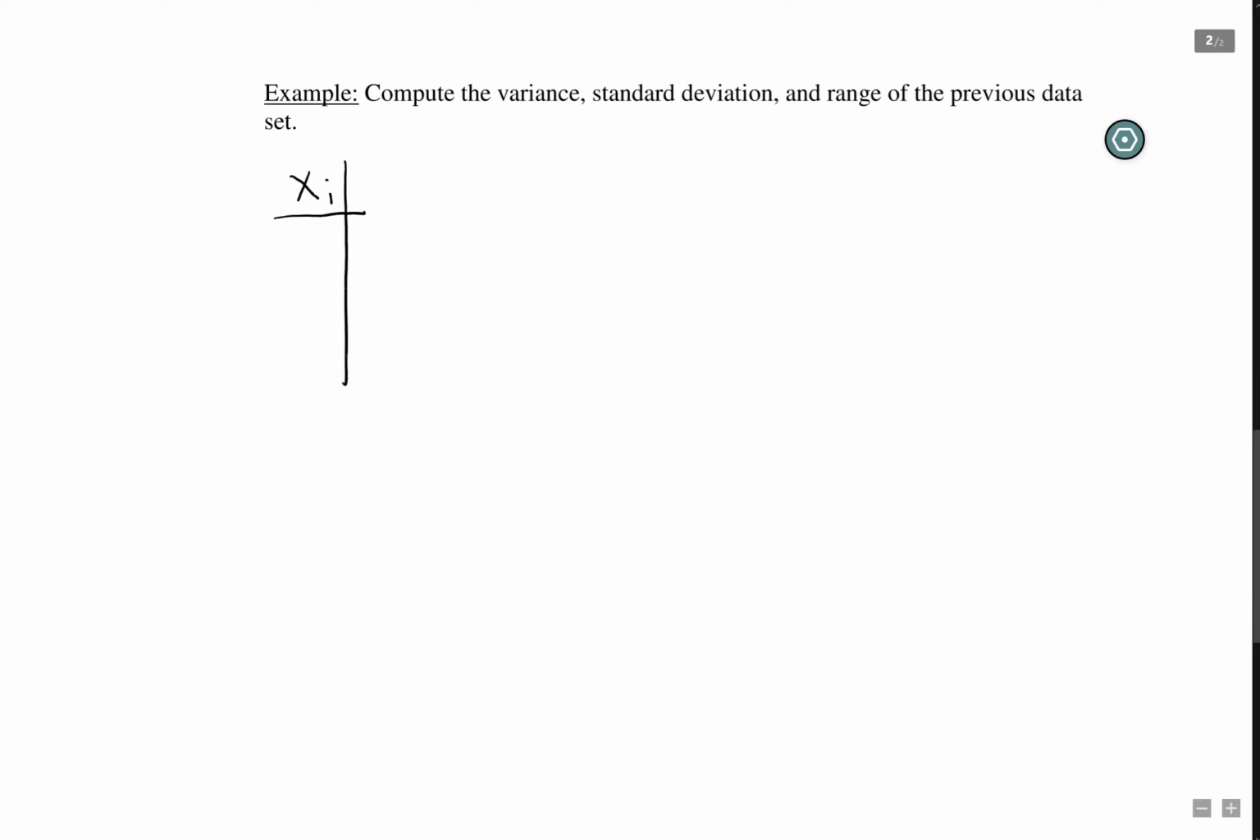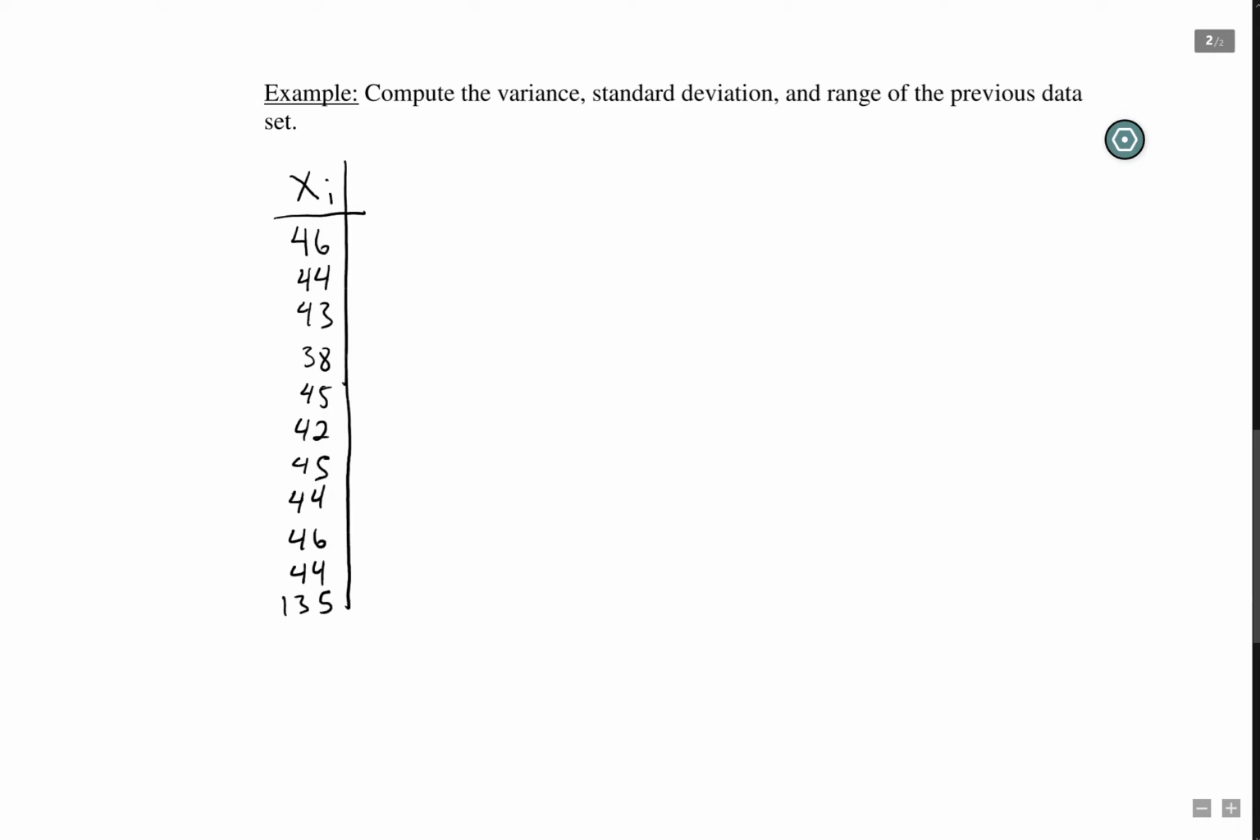So I'm going to have xi, and just looking back at the original data, we had a 46, a 44, 43, a 38, a 45, a 42, a 45, a 44, a 46, a 44, and a 135. Okay, so I'm looking back at the original data.